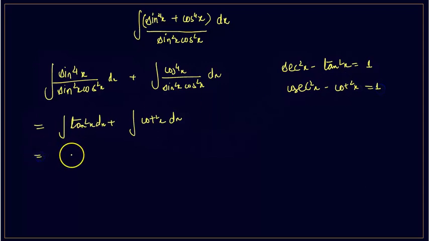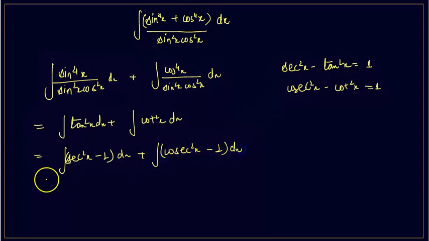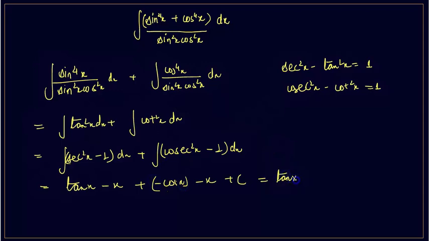So tan^2 x can be written as the integration of sec^2 x minus 1 dx, and here you will write it as cosec^2 x minus 1 dx. So the integral of sec^2 x is tan x minus x, and this one will be minus cot x minus x. So the final answer that you will get is tan x minus cot x minus 2x plus c.